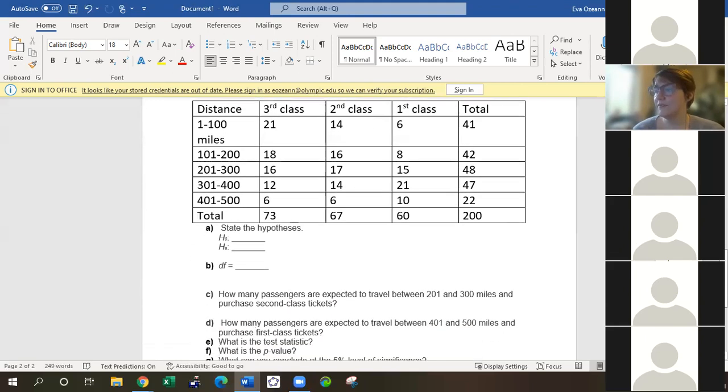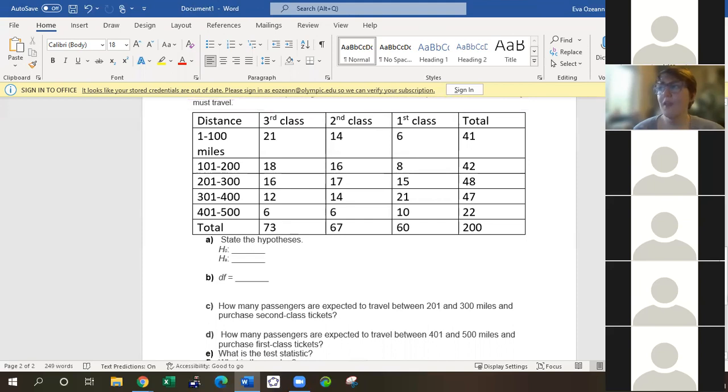All right. So what we have is third class, second class, first class, and we also have the distance, 1 to 100 miles, 101 to 200. The one thing that I want to point out really quick is that it would be very easy for us to not recognize that this is categorical data because they are using numbers. However, this is ordinal, which means there's a first, second, and third, so it's automatically categorical. The other thing is that these numbers are split up into bins, but because they're in bins, again, categorical.